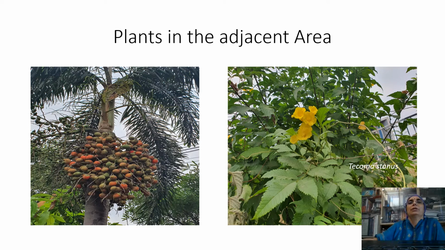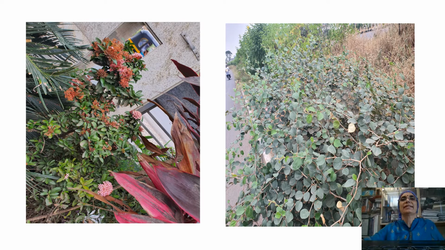Here you have Areca catechu. Botanical name is Areca catechu. It is supari. It belongs to family Arecaceae. And this one with the yellow flowers is Tecoma stans. It belongs to Bignoniaceae. This plant with pinkish flower is none other than Ixora. It belongs to family Rubiaceae.